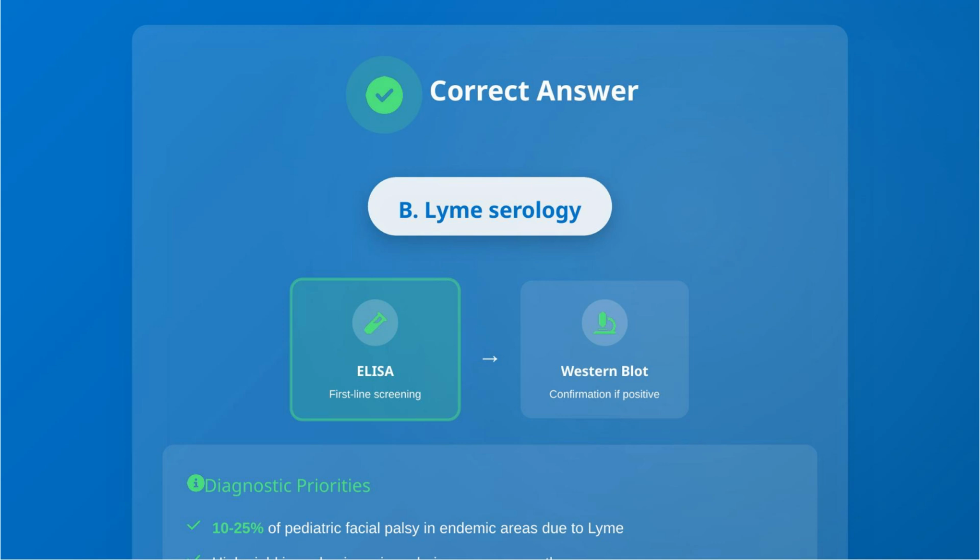Lyme serology. For children presenting with facial palsy in Lyme endemic regions, especially during summer months, Lyme disease testing should be performed as a first-line investigation. This typically involves ELISA testing followed by Western blot confirmation if positive. Studies show that 10 to 25% of pediatric facial palsy cases in endemic areas are due to Lyme disease. Most uncomplicated cases of facial palsy do not require neuroimaging at initial presentation.